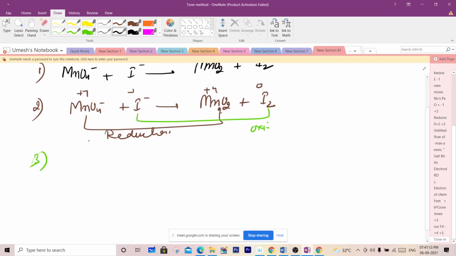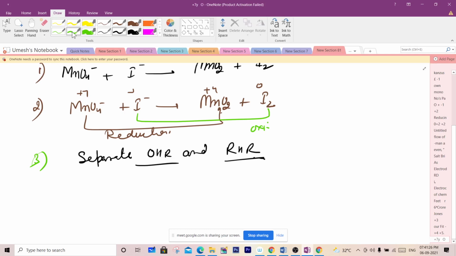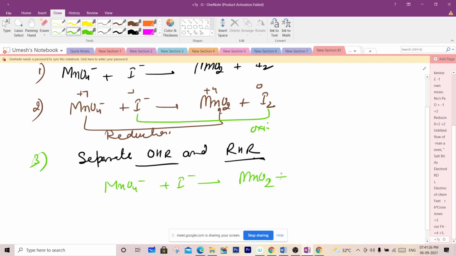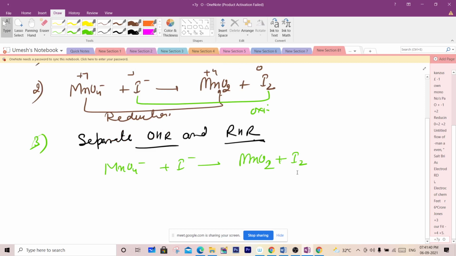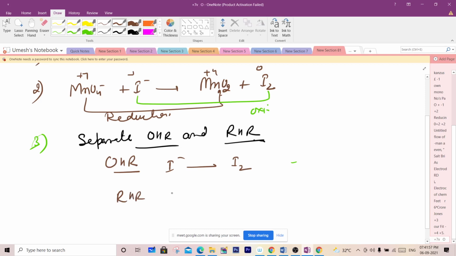Now third step, separate the oxidation and reduction half reactions. First of all, I'm getting here the oxidation half reaction. Oxidation half reaction is I negative to give I2, and reduction half reaction is MnO4 negative ion to MnO2.